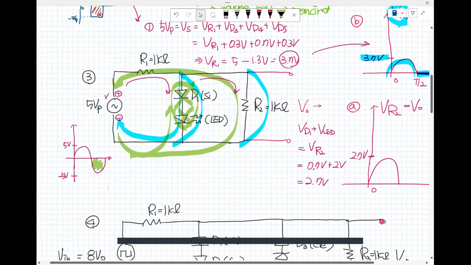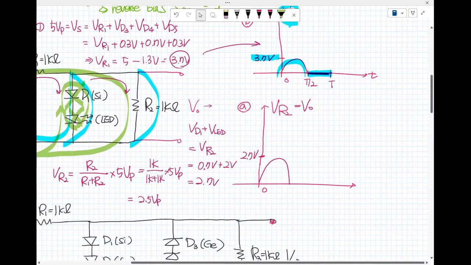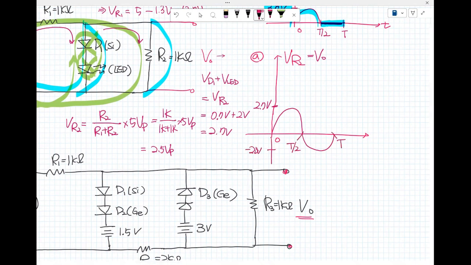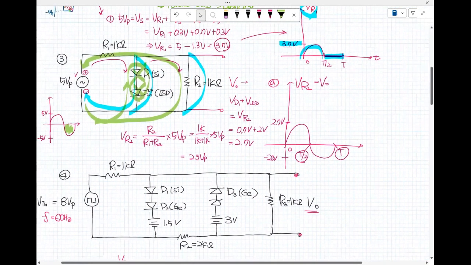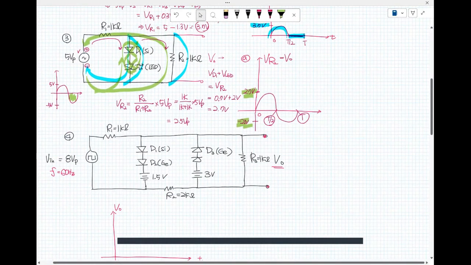So here to V sub R sub 2, the voltage divider rule, R sub 1 plus R sub 2 over R sub 2 multiply V sub P. So now R sub 1 is 1K plus 1K over 1K. So now that was 2.5 volt. So now you can draw here minus 2.5 volt, T over 2. That is the answer. Okay, I'm gonna write in here. Okay, right there. Any questions?